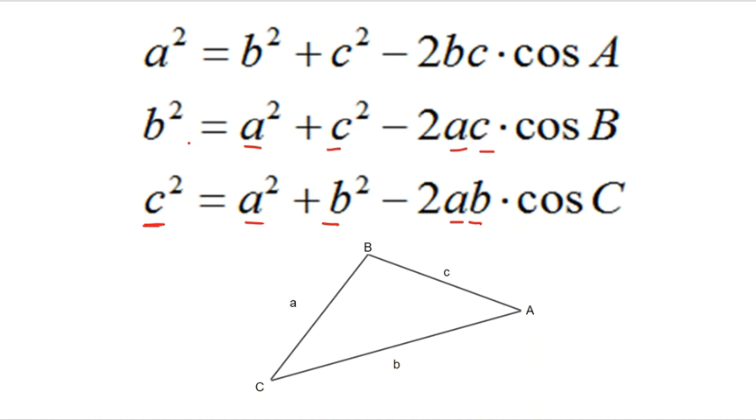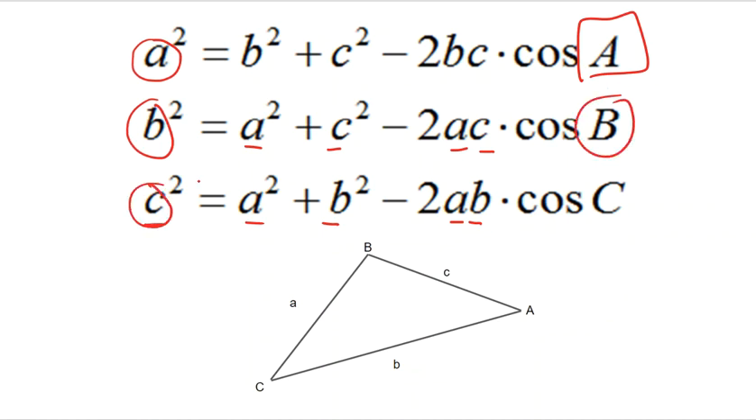So these are the different laws of cosines. They are very, very similar. The one thing I do want to emphasize is that whatever side is alone on the left is the angle that we use. A, B, C.